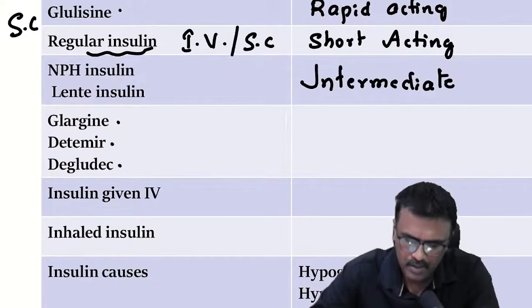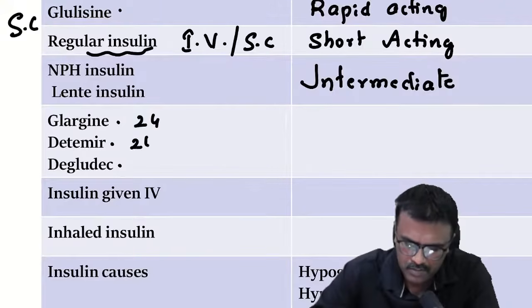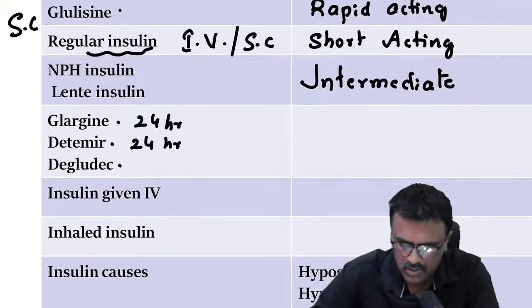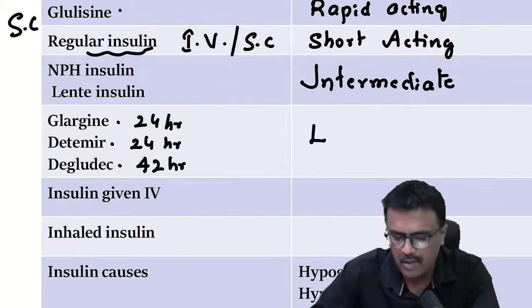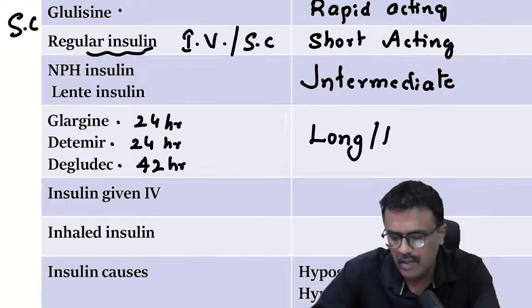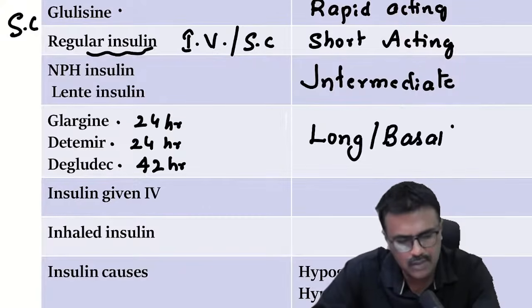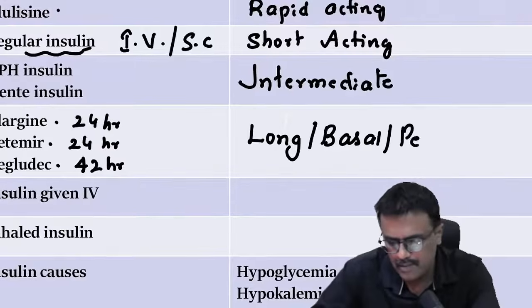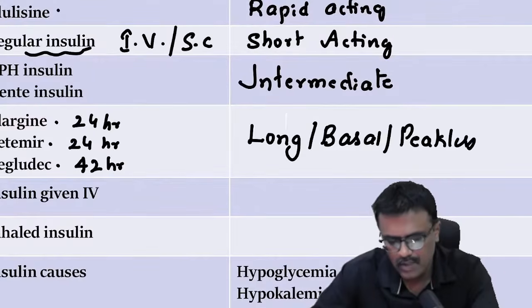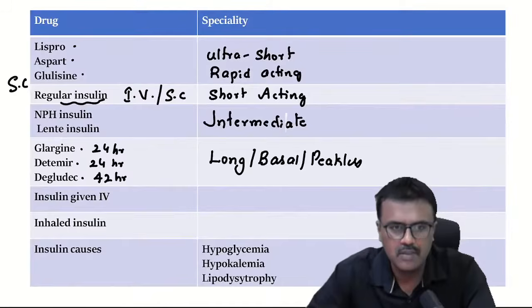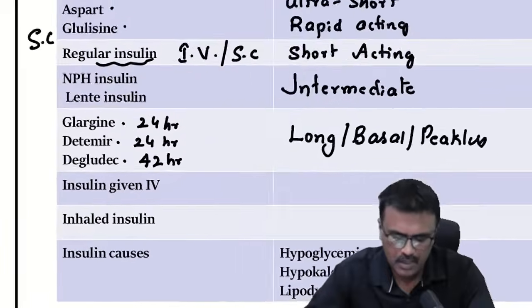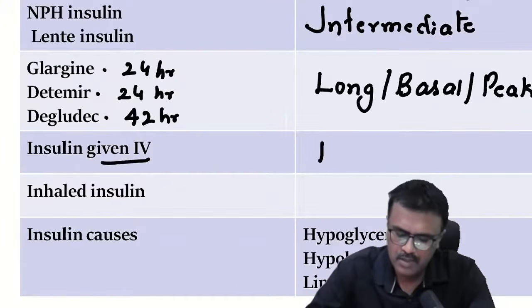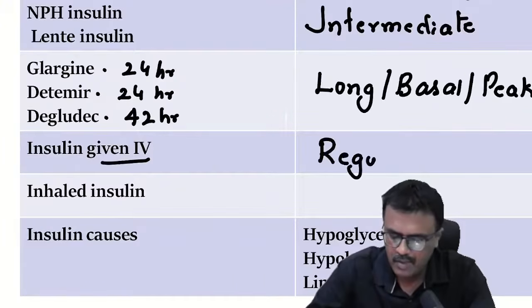Glargine, detemir, degludec. Glargine, detemir, they work for 24 hours. So degludec, 42 hours, longest acting. These are long acting, they are called basal or peakless insulins. So these are the various insulin preparations we have. Most of the insulins are given by subcutaneous route. Now, the insulin given IV in emergencies is regular insulin.